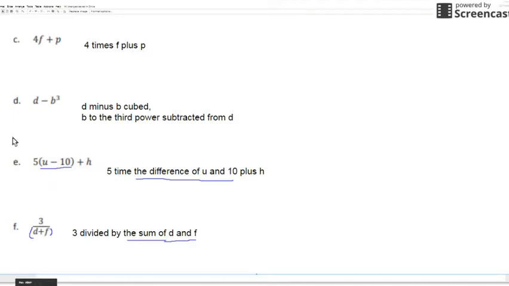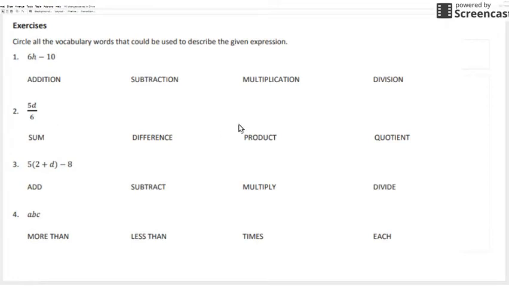All right, so if we move on to the next part, you're just going to identify. This says circle all the vocabulary words that could be used, not that need to be used, but could be used to describe the expression. So if we're looking at this, we're going to look at which of these actually could be used in this expression if we used words. So all we're doing is circling them.